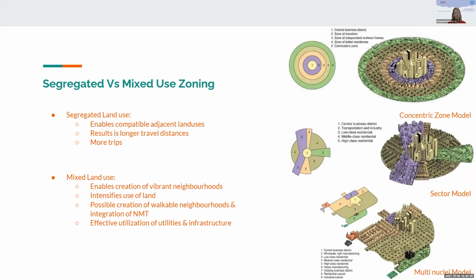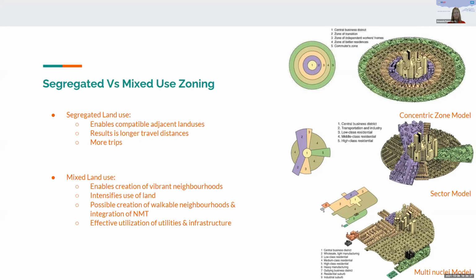There's also a sector model theory, with sectors more like slices of a pie, and that way we are able to have interrelationships across different land uses while still keeping them segregated because of their homogeneity, to make them more similar in nature and working. The third model is the multi-nuclei model, which is very prevalent in many cities across India. In addition to that, the uniqueness of Indian cities is also mixed land use.